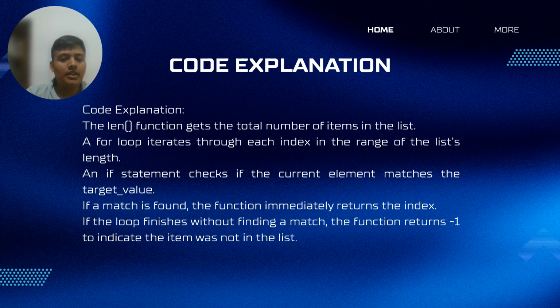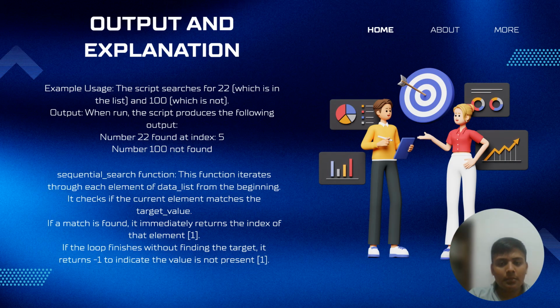Here is a brief explanation of the code. The len function gets the total number of items in the list. The for loop iterates through each index in the range of the list length, and the if statement checks if the current element matches the target value. If a match is found, the function immediately returns the index. If the loop finishes without finding a match, the function returns -1 to indicate the item was not in the list. So here is a basic simple program.